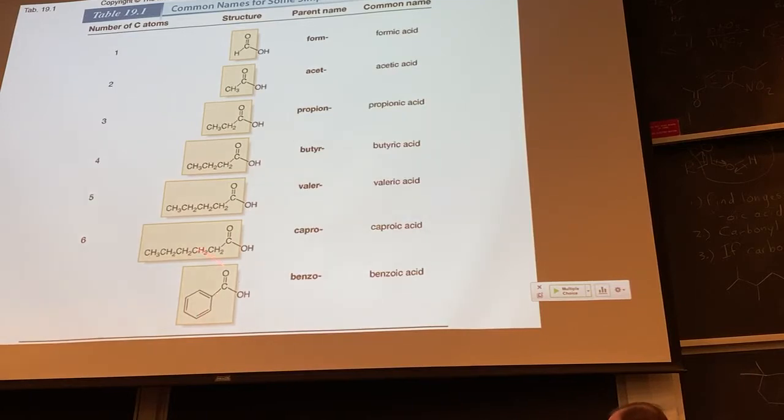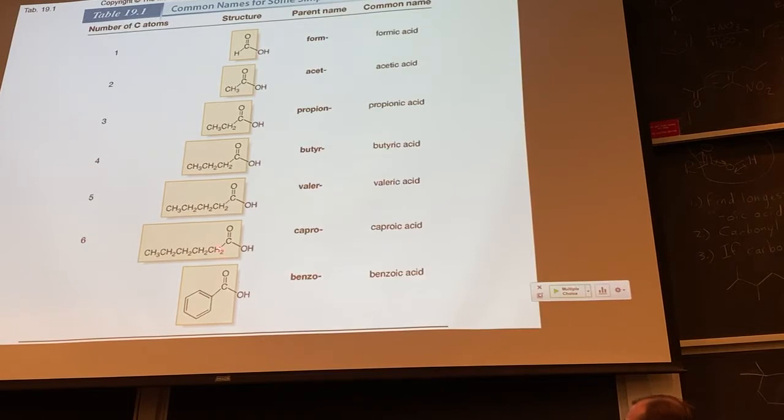You also notice that if you have a carboxy group attached to a benzene ring, that's known as benzoic acid. So this is another common name similar to aniline, phenol, and toluene. So it's a fourth common name that you need to understand for substituted benzenes. Benzoic acid can be used as a common parent name for naming substituted benzenes. Okay.